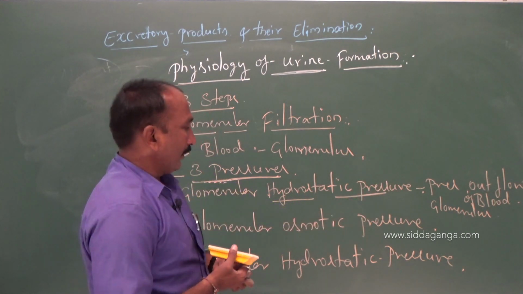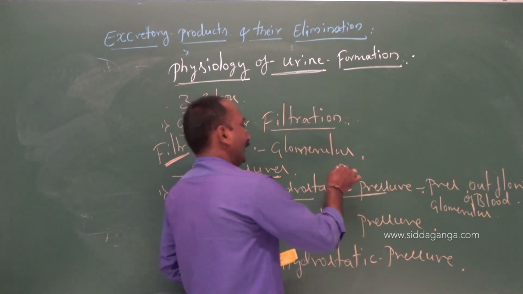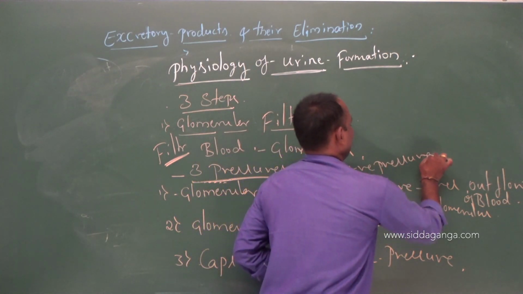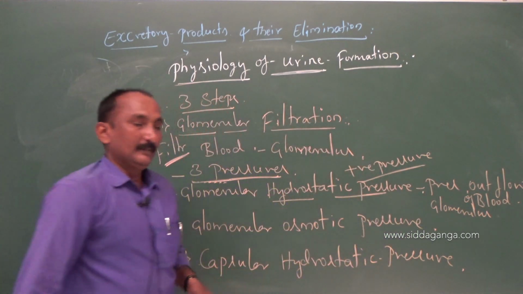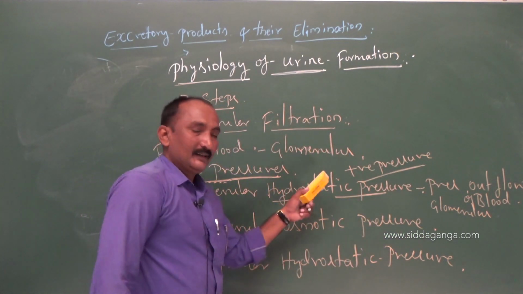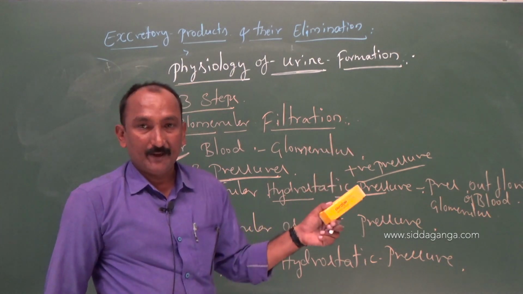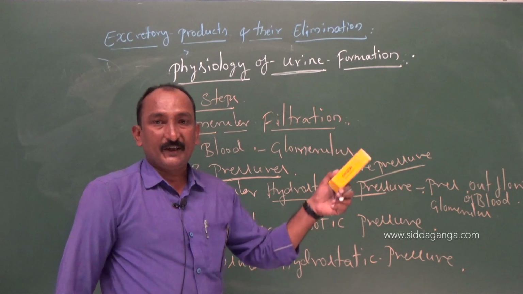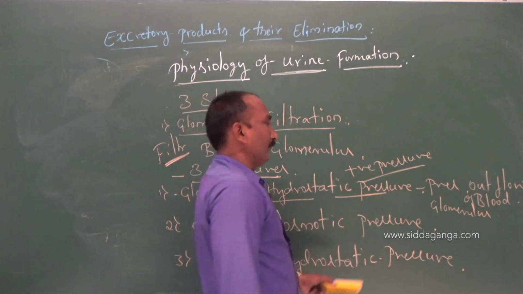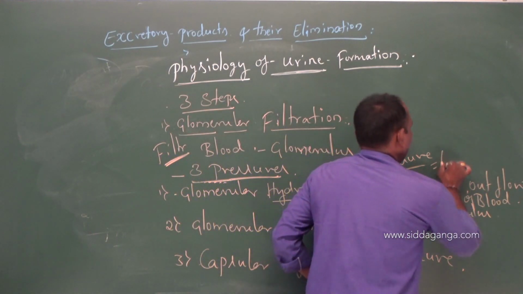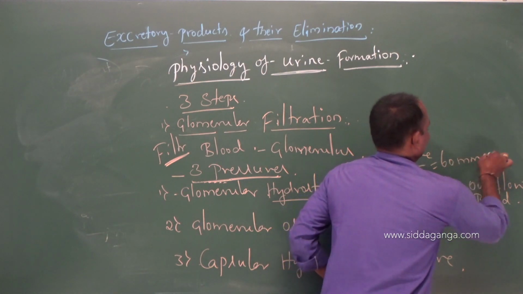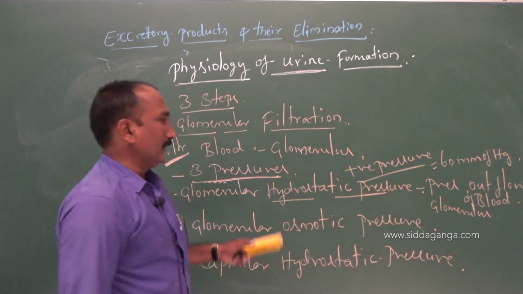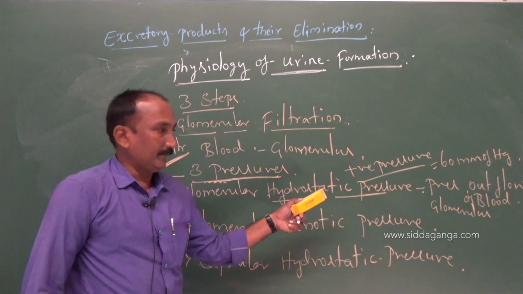This glomerular hydrostatic pressure is the positive pressure, that means it supports the filtration. Hence it is known as positive pressure, and it is about 60 mm of Hg.